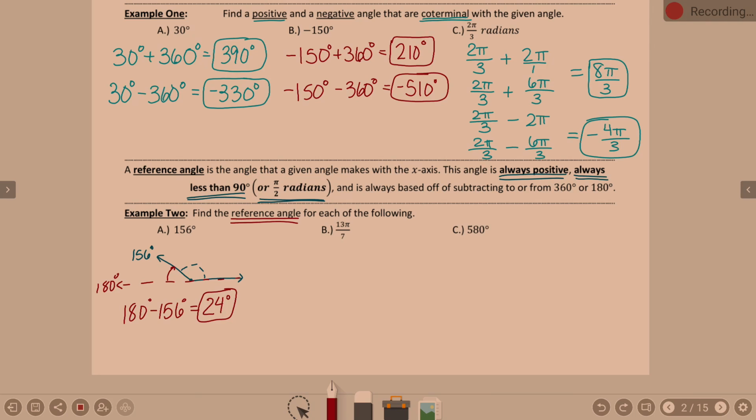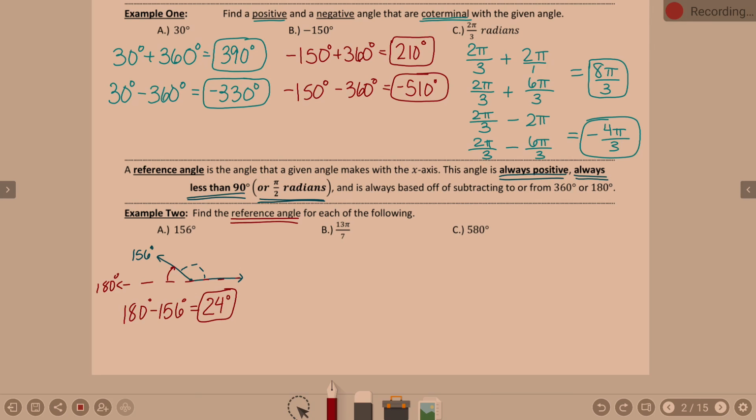Okay? Does that meet the criteria of a reference angle? It's positive. It's just the distance from the x-axis. Less than 90 degrees. Okay? It's that distance from wherever it's closer to the x-axis. Which means sometimes you're adding or subtracting from 180, sometimes 360. It just depends. Okay. So far, so good.